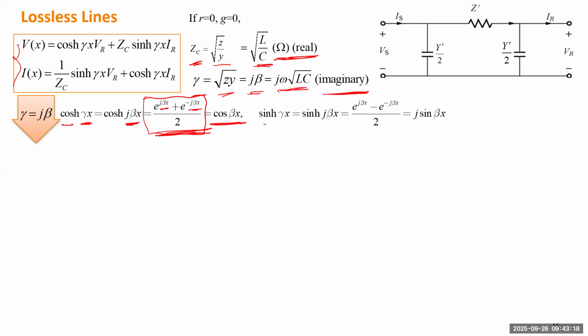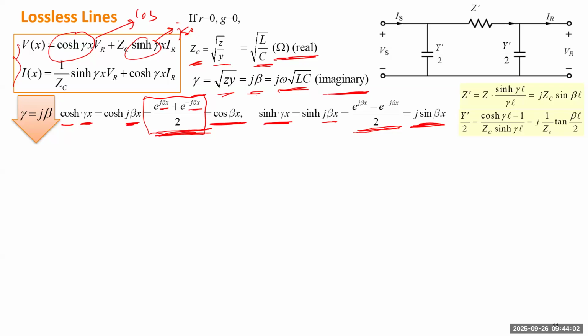For the sinh gamma x, you replace gamma x by j beta x. This is also similar to the definition of a sine function. The difference is only one unit of imaginary number, a j. So this is equal to j times sine beta x. Which means in the original formula, any cosh function you just change to a cosine function, and any sinh function you just change to j times a sine function. Originally it's about gamma x, but now it becomes just beta x.